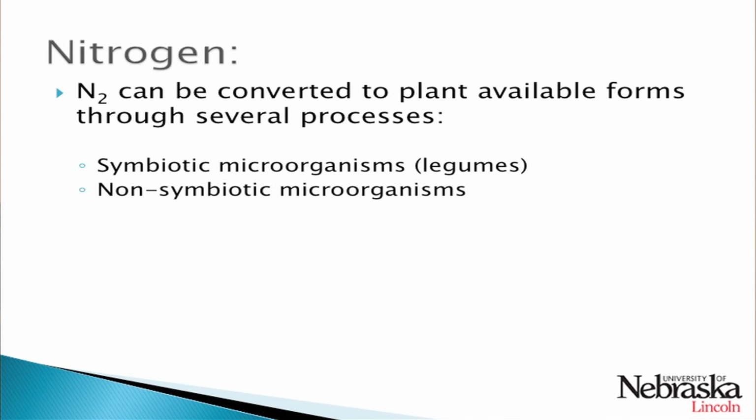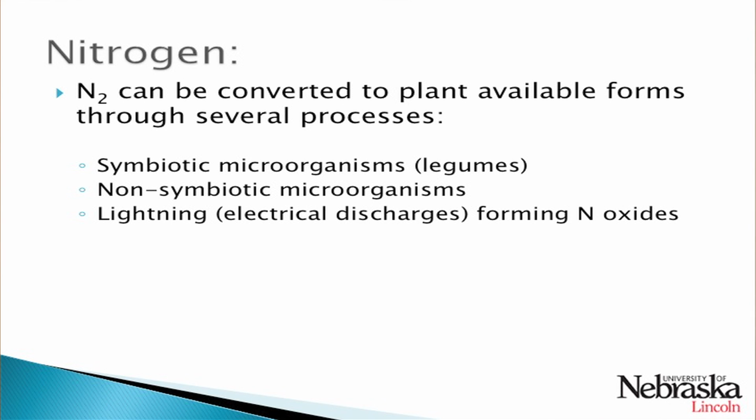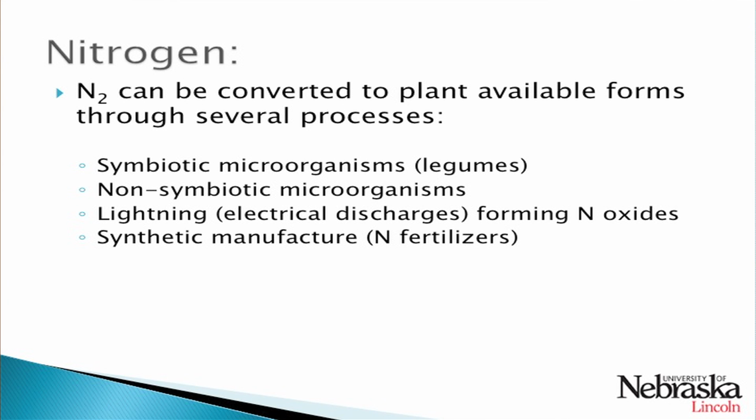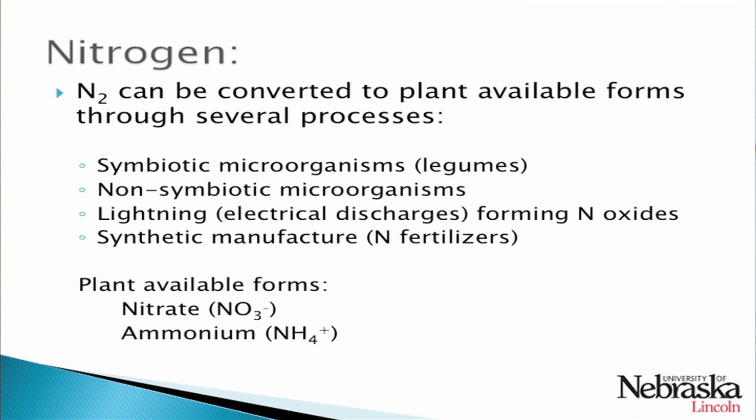There are species in soils that do fix nitrogen as well, some algae and fungal species that are non-symbiotic. Then lightning: every year in Nebraska, probably 10 to 20 pounds of N is deposited from rainfall, with fixation that occurs via lightning and rainstorms. And then finally, synthetic manufacture. What we end up with, ultimately, are these 2 forms. Either ammonium or nitrate are the 2 forms that plants use in their metabolic processes.